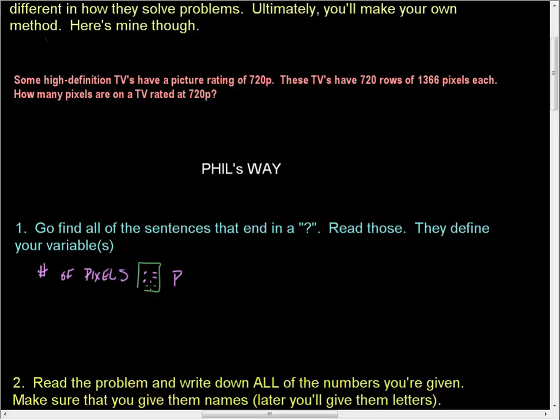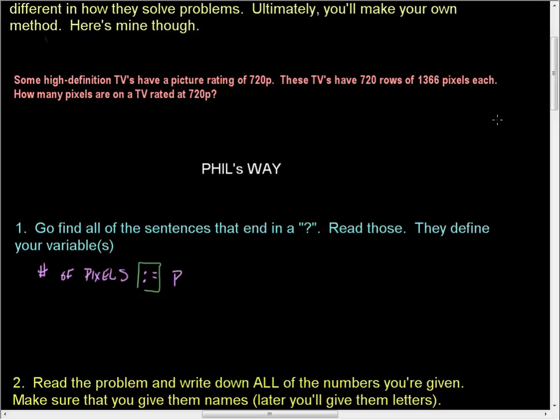Okay, so now go find all the sentences that end in a question mark, read those. They define your variables. Okay, now how many pixels are on a TV? Number of pixels. Notice how the question leads you right into your definition. So the number of pixels is P.